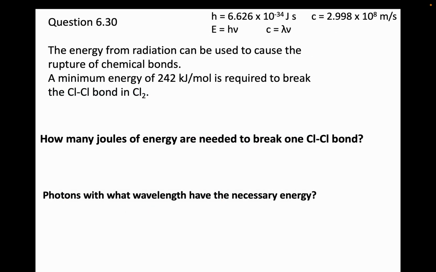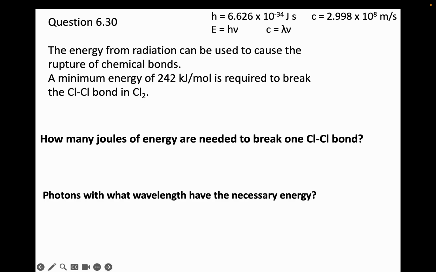Here's a typical question related to that. It says the energy from radiation can be used to cause the rupture of chemical bonds. So we can add energy in the form of light to break a chemical bond. A minimum energy of 242 kilojoules per mole is required to break the chlorine-chlorine bond in Cl2. Two parts to this question. How many joules of energy would be required to break just one chlorine-chlorine bond? And then photons with what wavelength would have that energy?